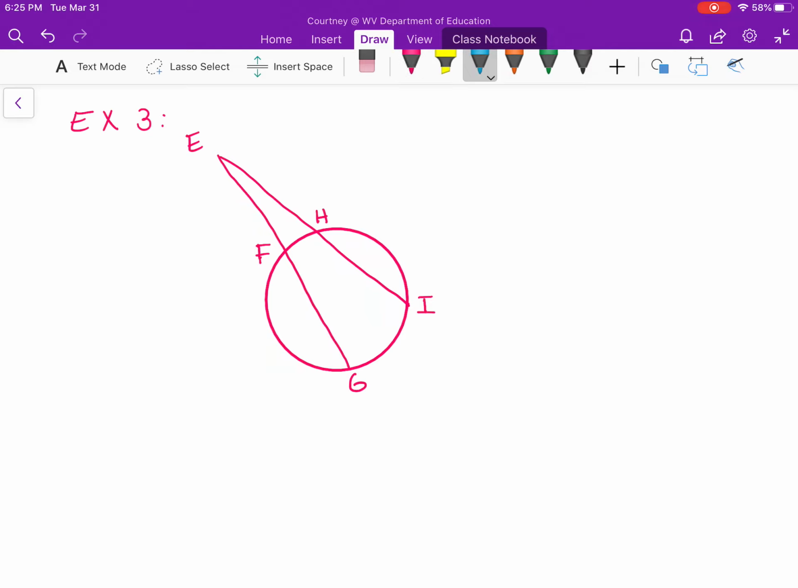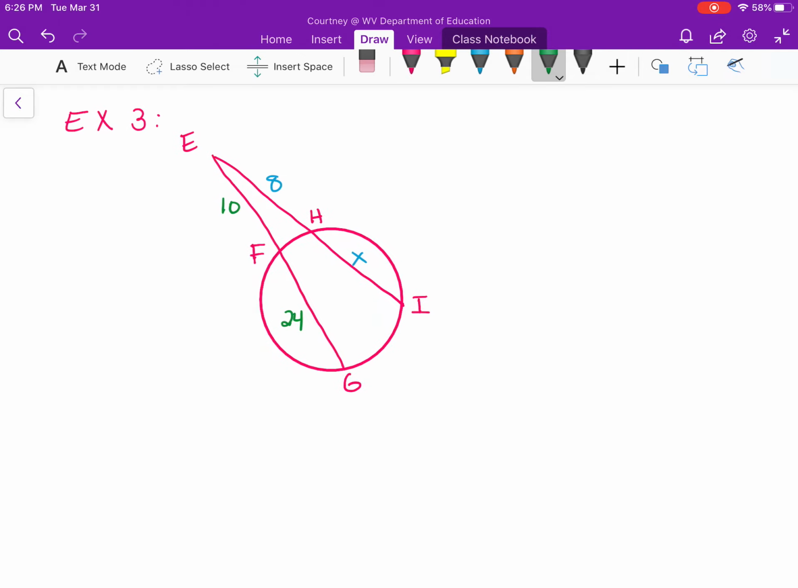Alrighty. From I to H, I'm going to color code. I to H is X. H to E is 8. From E to F, switch my colors, 10. And then F to G is 24. Okay.